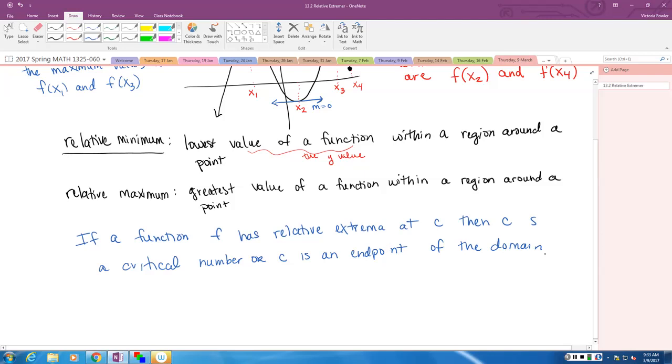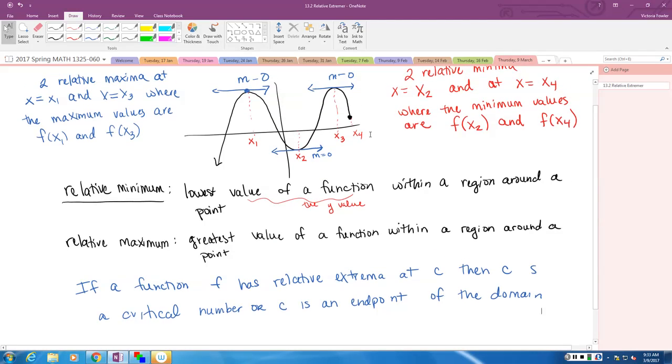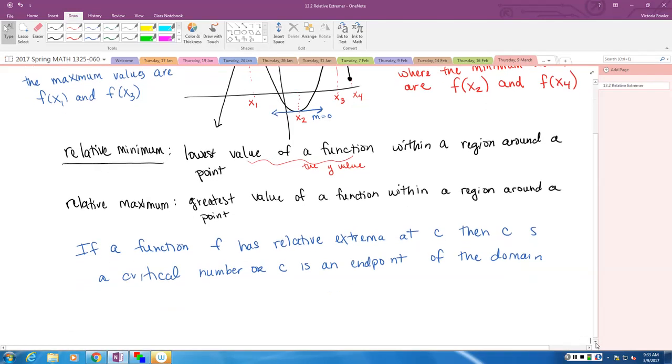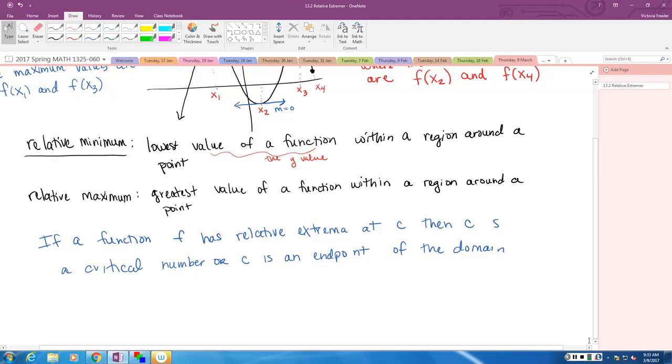So if a function has relative extrema at c, then c is either going to be a critical number, or as we see above here, an endpoint like x sub 4. Something that's important to note is that it doesn't mean that a function has relative extrema at all critical numbers. We'll see that. So let's take a look at an example here.